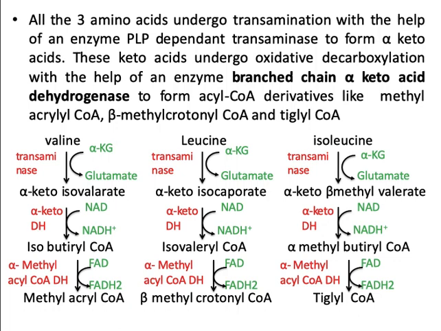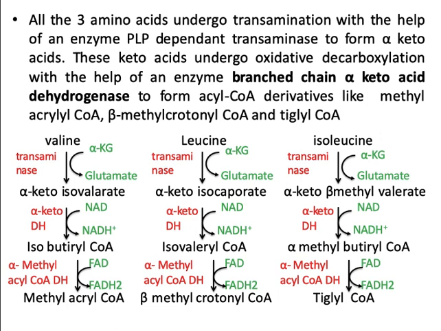The valine undergoes transamination to form alpha-ketoisovalerate. This alpha-ketoisovalerate, with the help of an enzyme alpha-keto acid dehydrogenase, which requires NAD, converts to isobutyryl-CoA. This isobutyryl-CoA again undergoes dehydrogenation with the help of FAD-dependent enzyme acyl-CoA dehydrogenase to form methyl acryl-CoA.